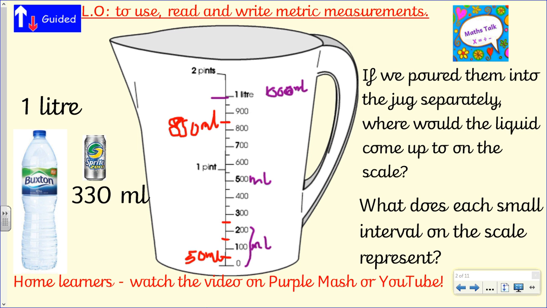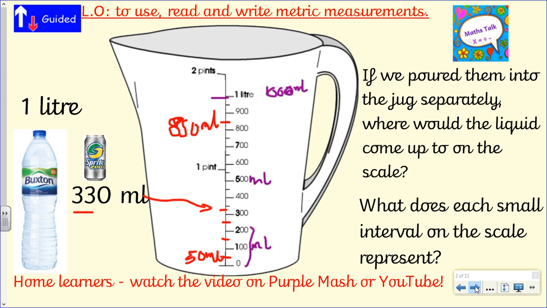Anyway, so where will 330 millilitres be? Well, here's our 300. So that's 350. Try and imagine splitting that in half. That's 325. So it would be just above halfway there, approximately. That's approximately 330 millilitres.